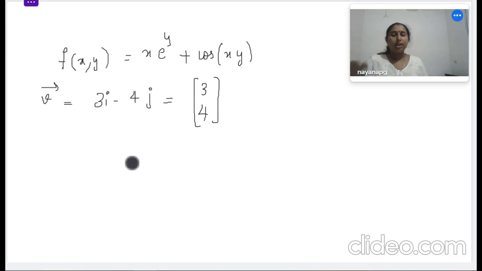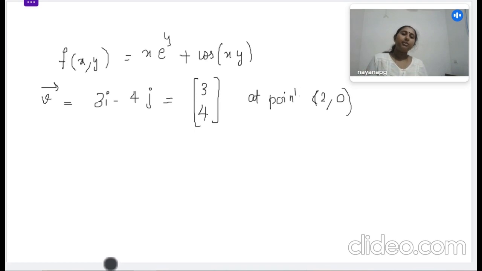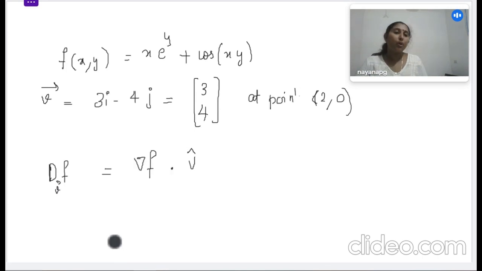We need to find the derivative in the direction of vector v, and a point is also given here, the point (2, 0). So we need to find the directional derivative of this function f in the direction of vector v at the point (2, 0). We just need to find the gradient of f, and take its dot product with the unit vector of v.